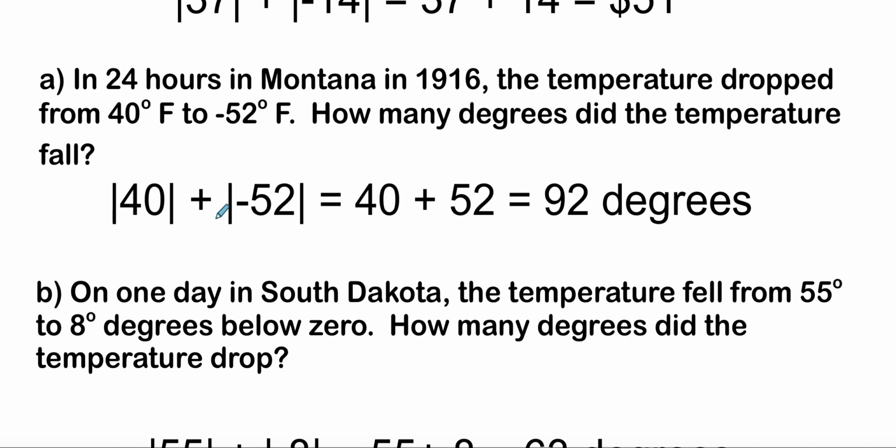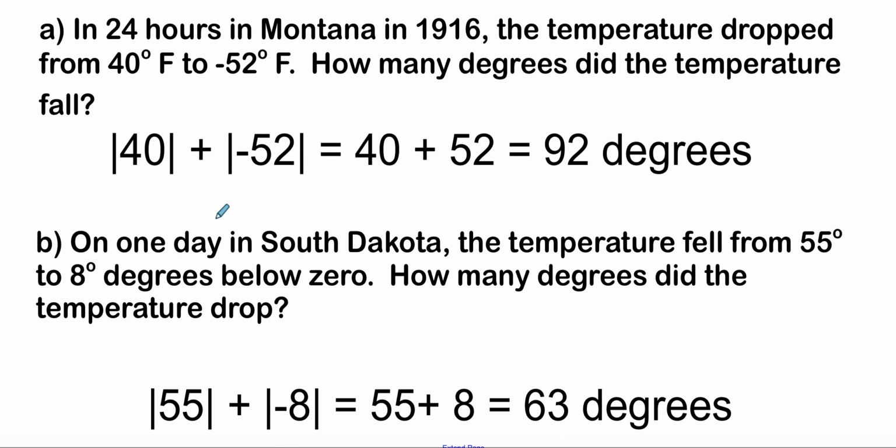And the other problem: the absolute value of 55 plus the absolute value of negative 8 is equal to 55 plus 8, which is equal to 63 degrees. The temperature dropped 63 degrees.